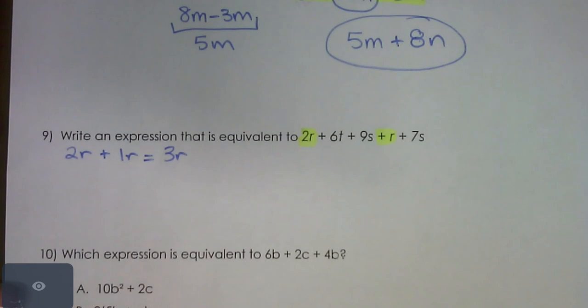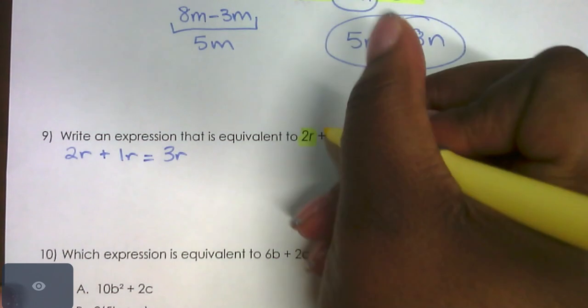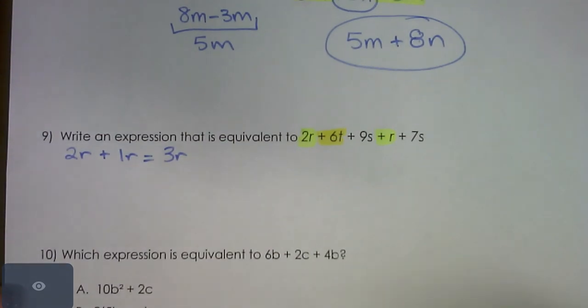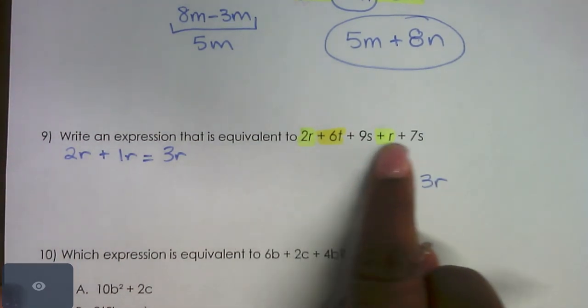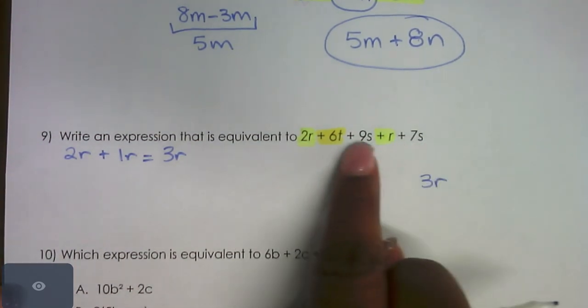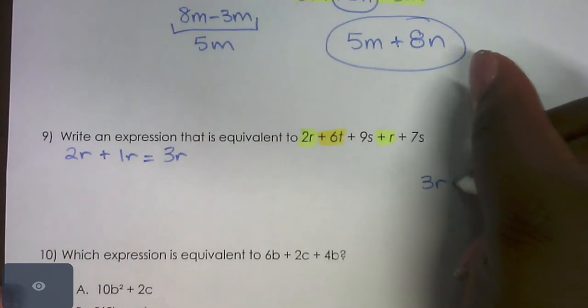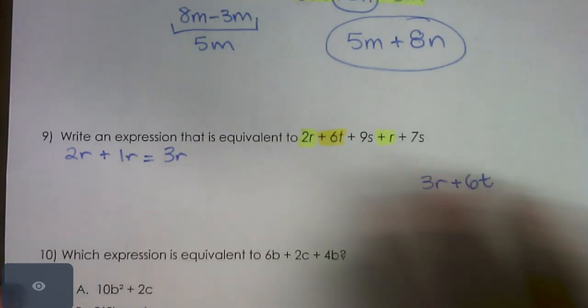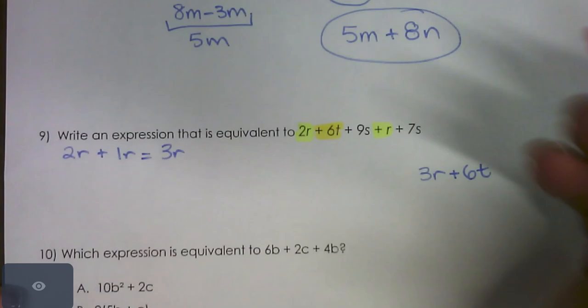So now let's do a little more collecting. Let's look at the next term. It says plus 6t. Okay, so far we're summarizing. We have our 3r. I don't have another t. I don't have another one. So I'm just going to drop this down into my final summary because I don't have anything to combine with it.